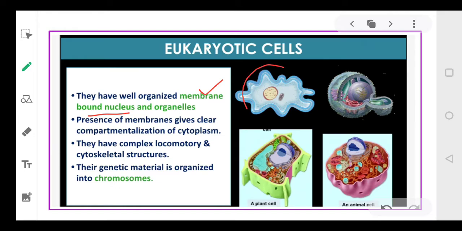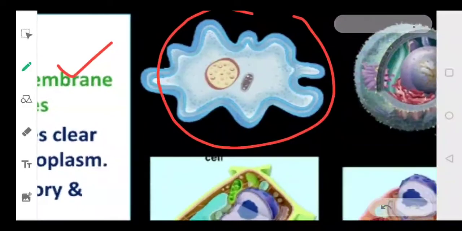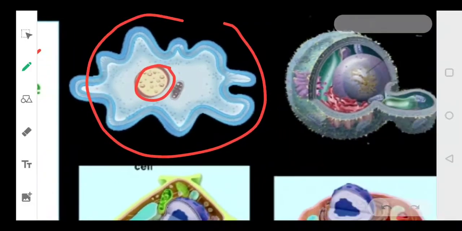As you can see in this picture, it contains a nucleus like this. Let me highlight. So it has a well developed nucleus. The detailed fine structure you can see in the second photograph here. So in eukaryotes, the prominent feature is that they possess a well organized nucleus with a nuclear envelope.